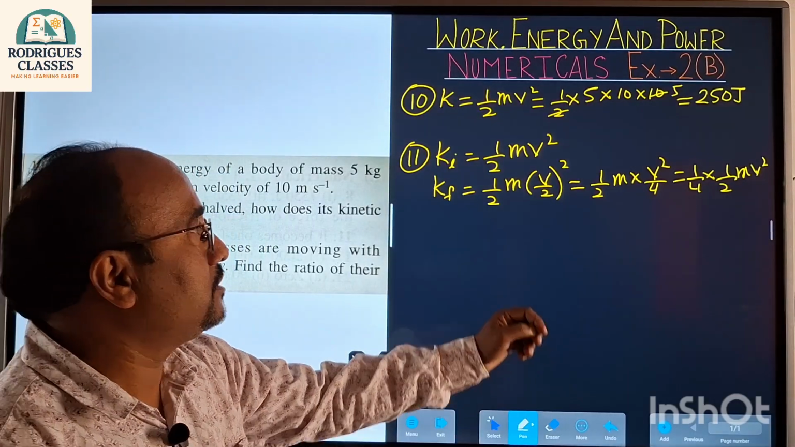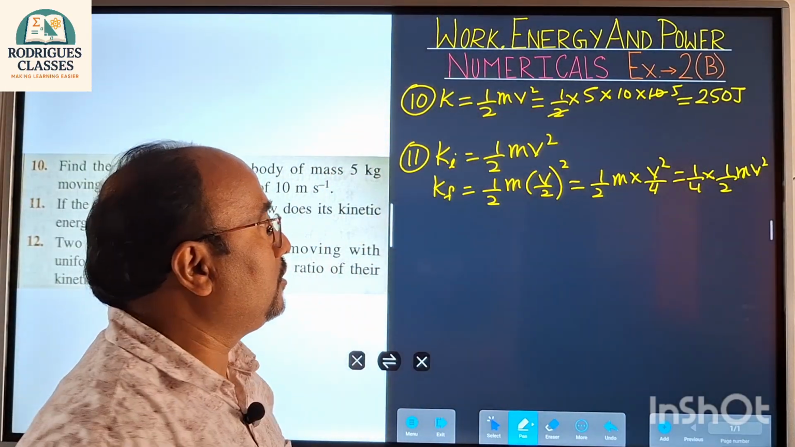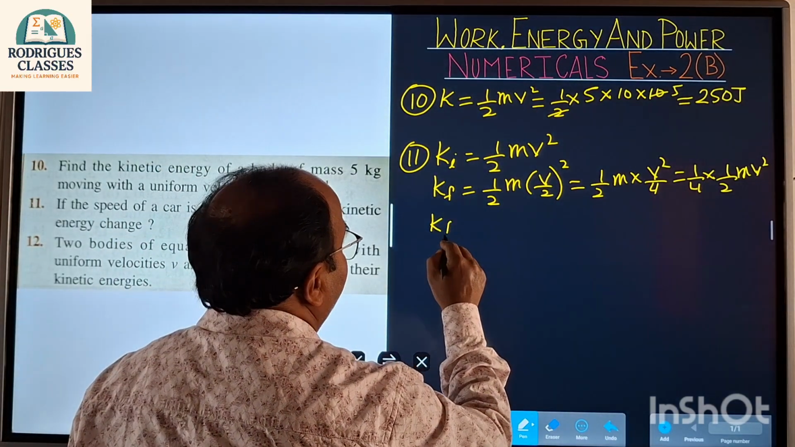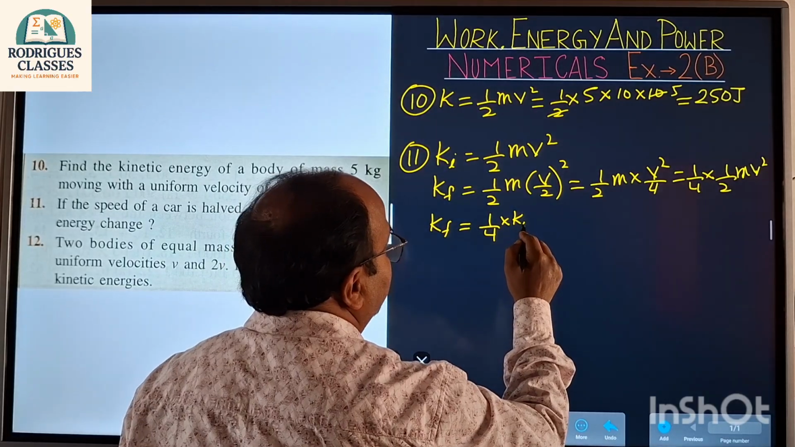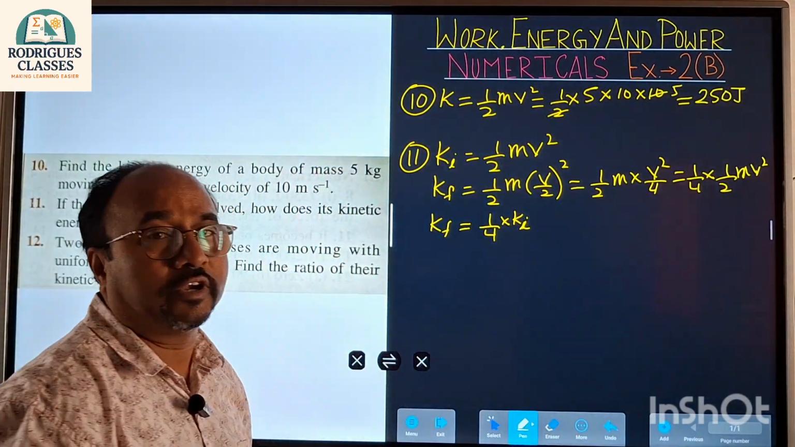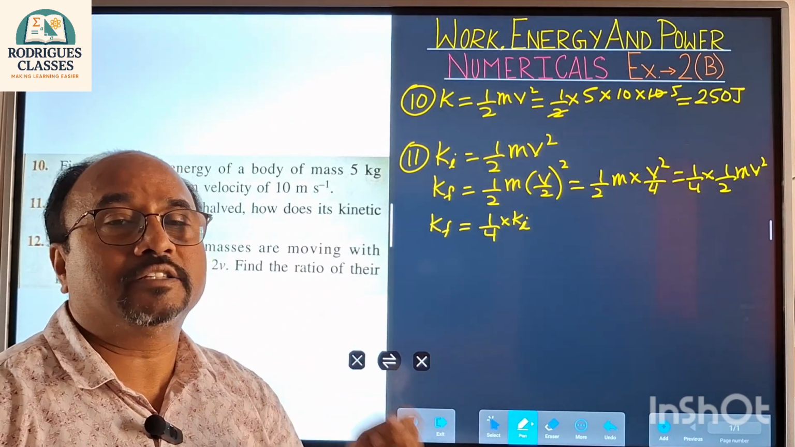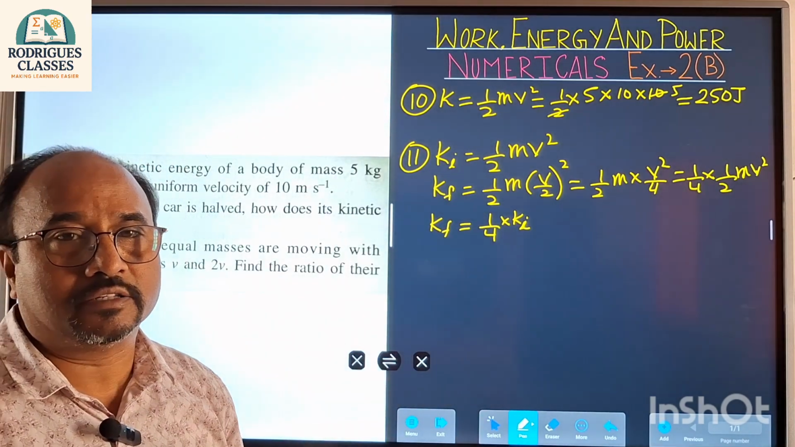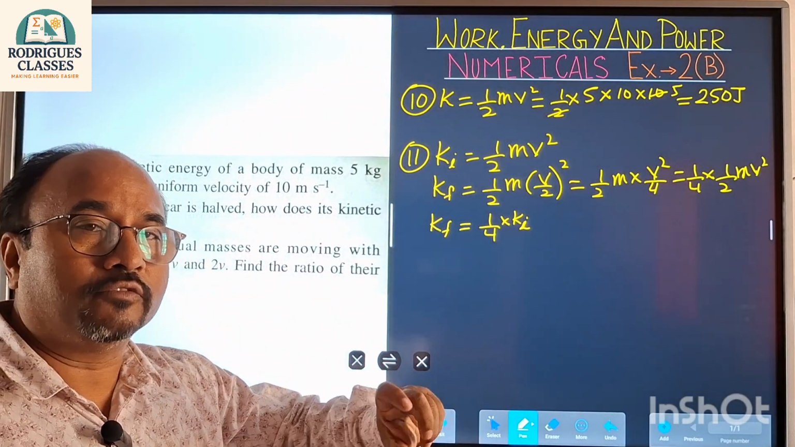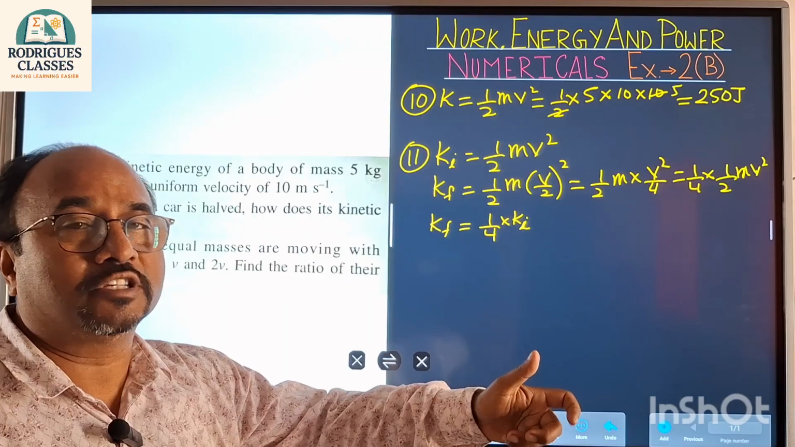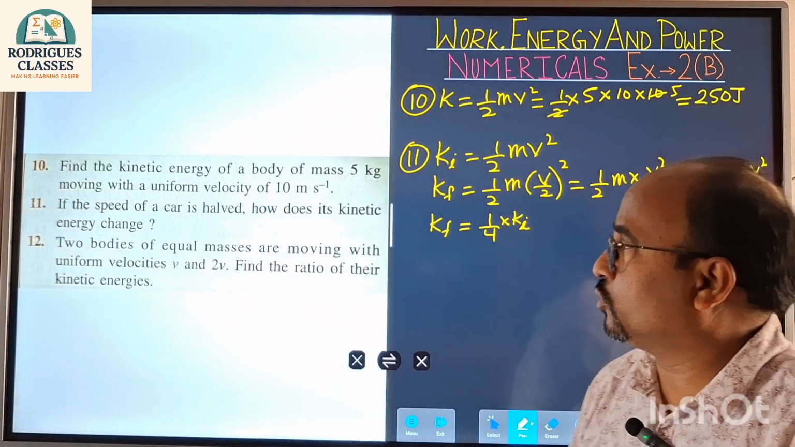Purposely I wrote it like this, so that half mv square was the value of the initial kinetic energy. Okay, so I can write now that the final kinetic energy is 1 by 4 into the initial kinetic energy. So it means it has become 1/4 of it. The final kinetic energy is 1/4 of the initial kinetic energy. Okay, so I hope you have understood how to relate when one of the things in the physical quantity is changing. Now let us take a look at numerical number 12.